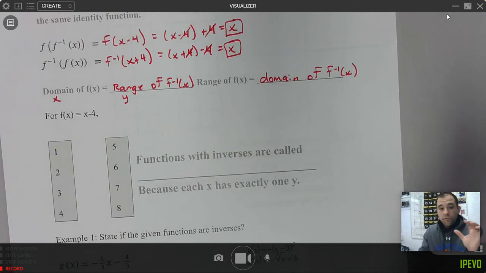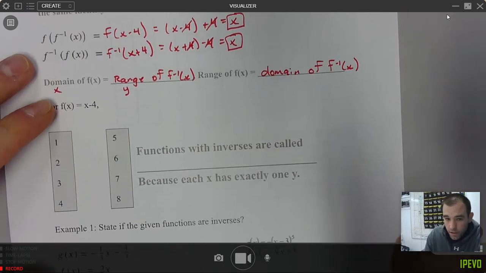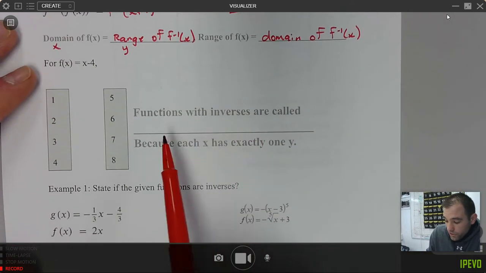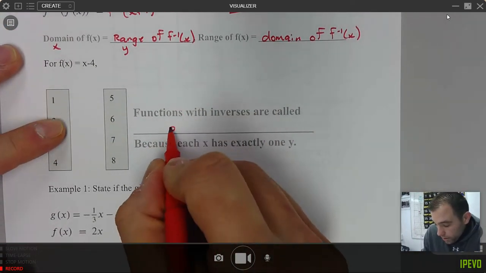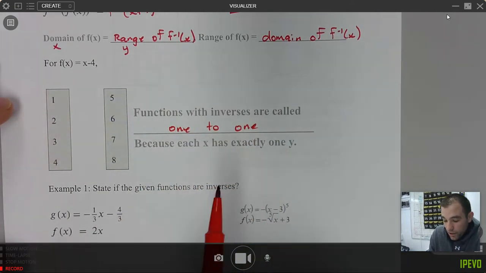Okay, so again, you're just flip-flopping them. All right, so don't let the whole inverse thing confuse you. You are just flip-flopping them around. Okay, so functions with inverses are called 1-to-1 because each x is paired with one y.